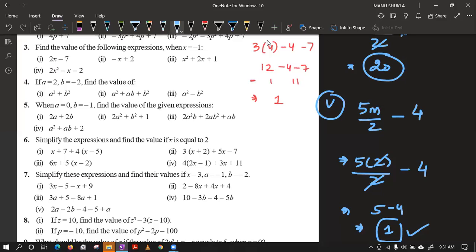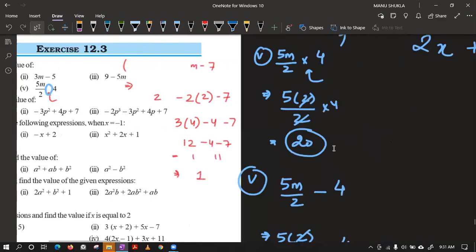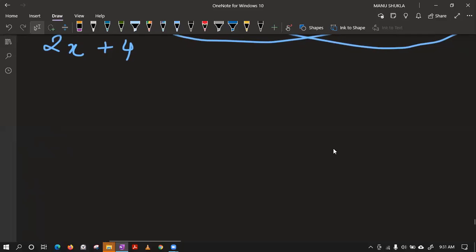Sir, in fourth part, m square, but we can write m equal to 2. Why is m square value 2 square? Okay. 1 second. In the fourth part, we had m square, Kritika, and they are telling m is equal to 2. Sir, I cut 2 and 4, then 2 and 10, and I got answer as 5. You can't cut 2 and 4 now. Who is this?